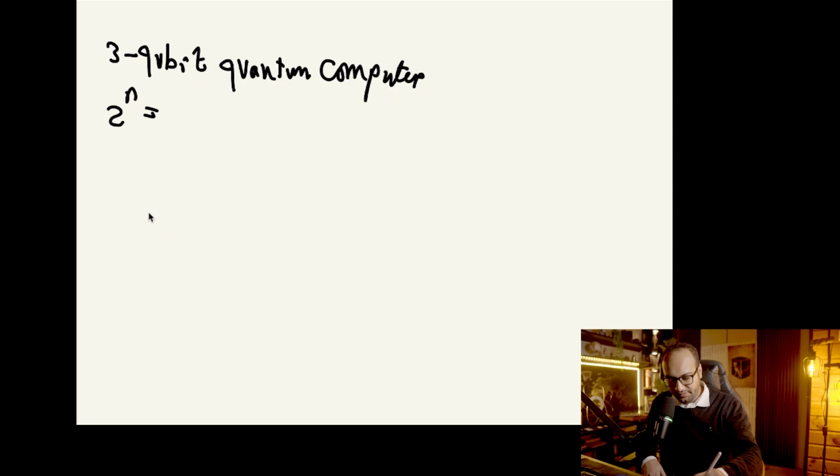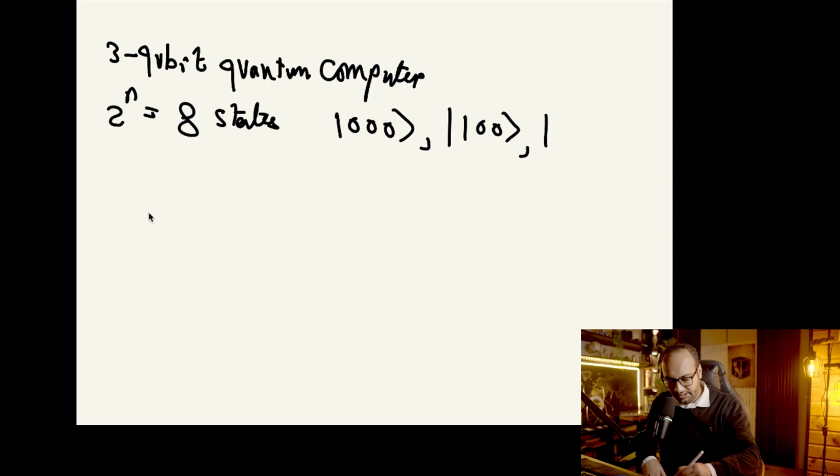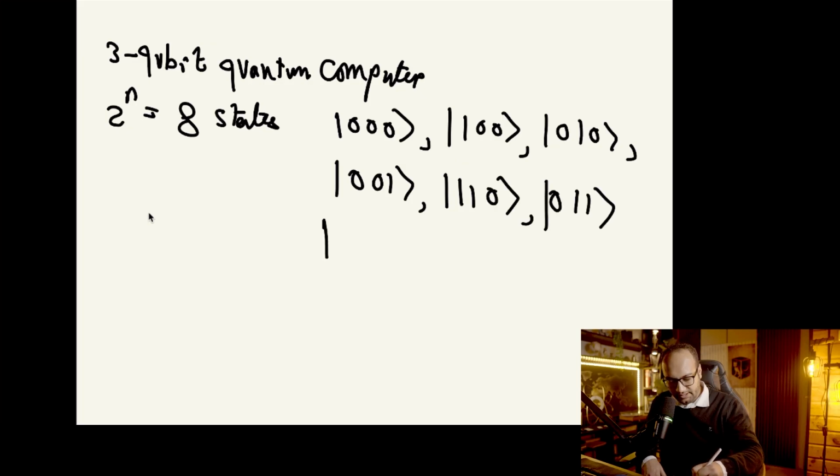Similarly, if we have a 3-qubit quantum computer, we are going to have 2 to the power n, so about 8 states, and these will be ket 0, 0, 0, ket 1, 0, 0, ket 0, 1, 0, ket 0, 0, 1, then ket 1, 1, 0, ket 0, 1, 1, ket 1, 0, 1, and ket 1, 1, 1. Okay, so hopefully they are correct. So we have 8 possible and probable states coming out of 3 qubits.